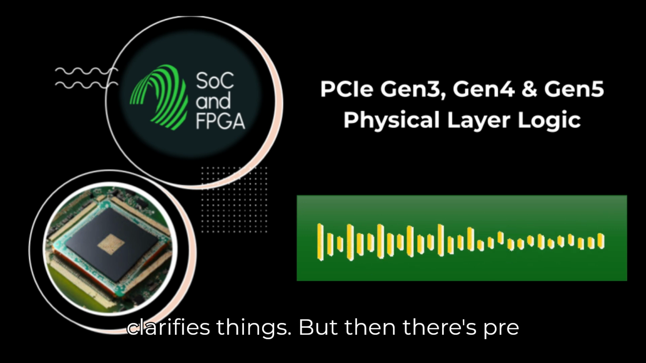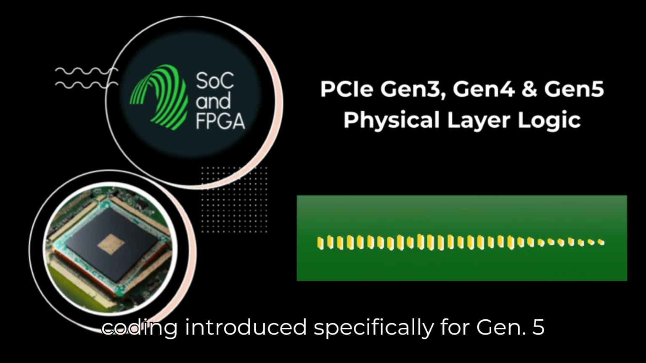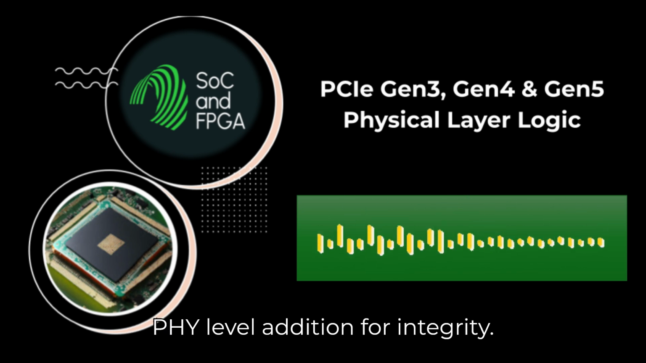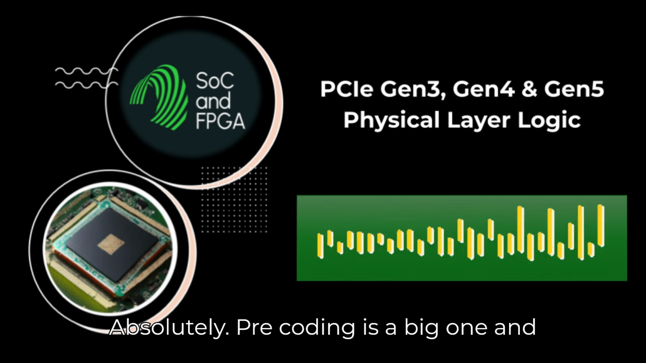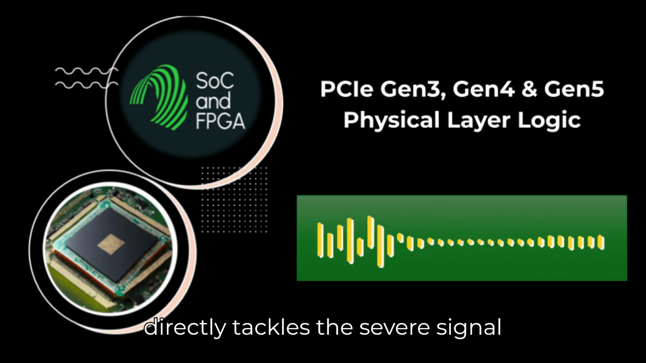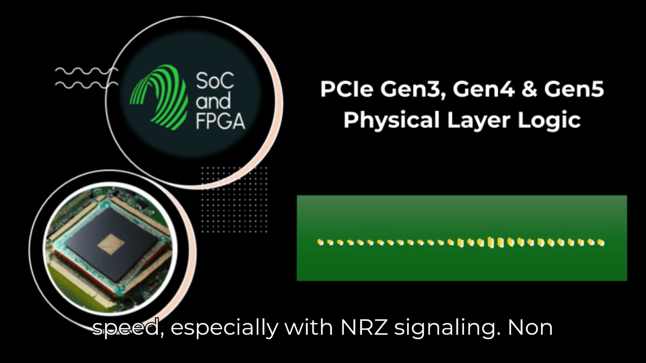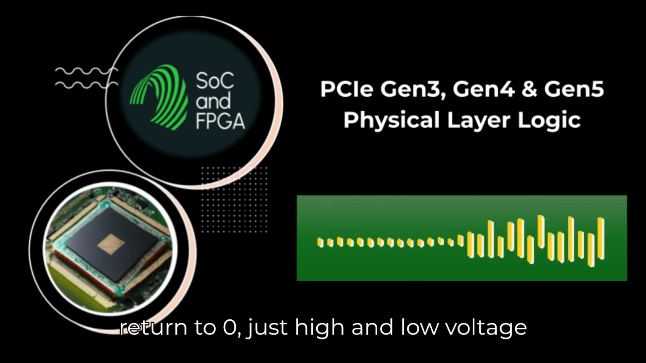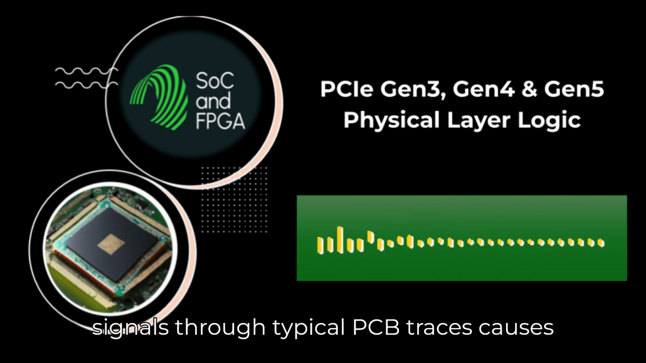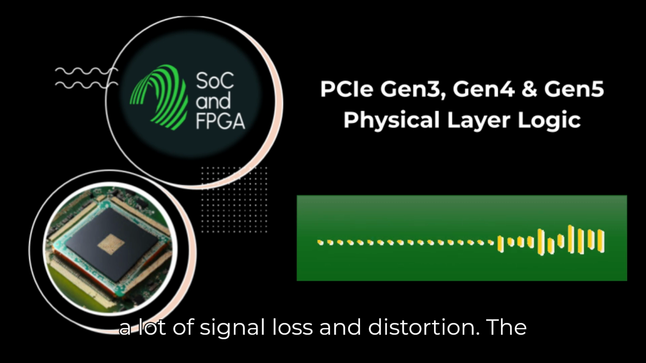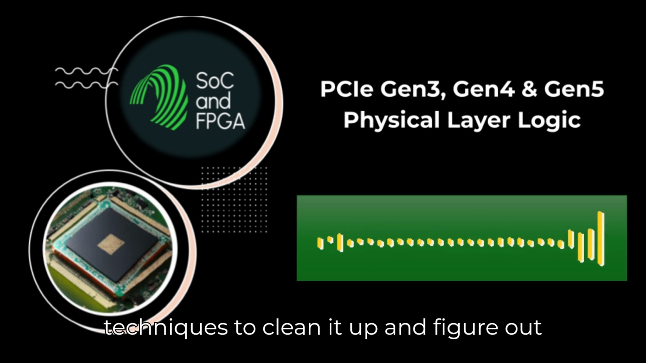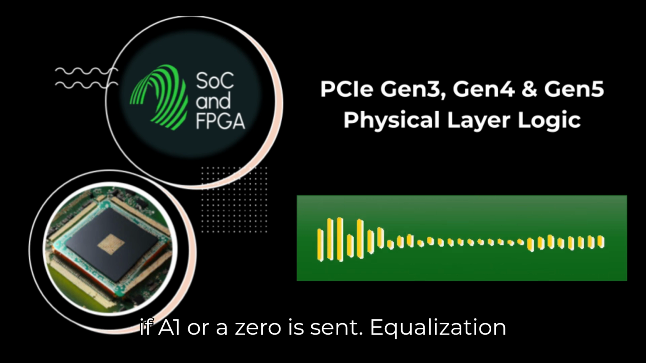That clarifies things. But then there's pre-coding, introduced specifically for Gen 5 at 32 GT/s. That sounds like a definite PHY level addition for integrity. Absolutely. Pre-coding is a big one, and it's mandatory for 32 GT/s operation. It directly tackles the severe signal integrity problems you face at that speed, especially with NRZ signaling. Non-return to zero, just high and low voltage levels. Right. At 32 GT/s, sending NRZ signals through typical PCB traces causes a lot of signal loss and distortion. The signal gets smeared out, so the receiver needs very powerful equalization techniques to clean it up and figure out if a 1 or a 0 is sent.